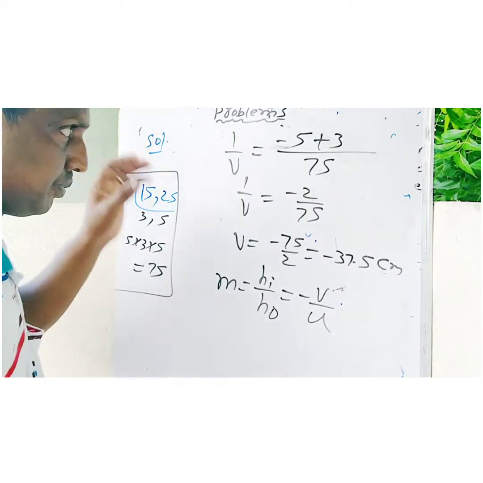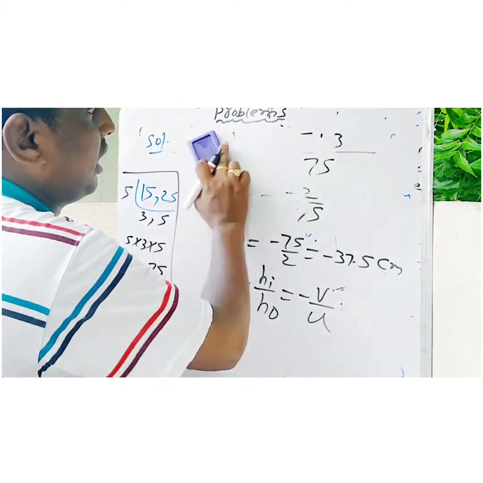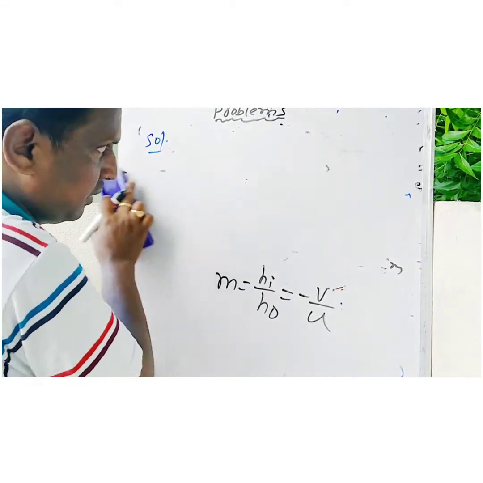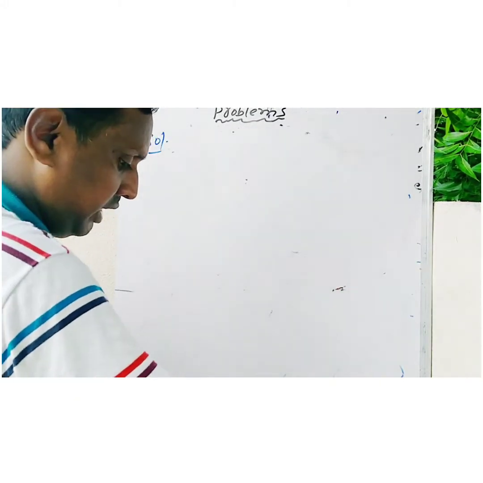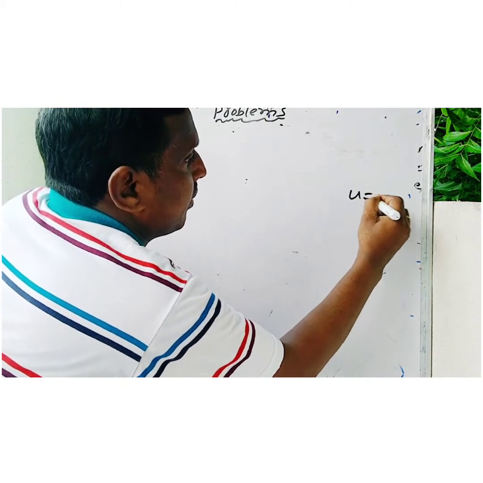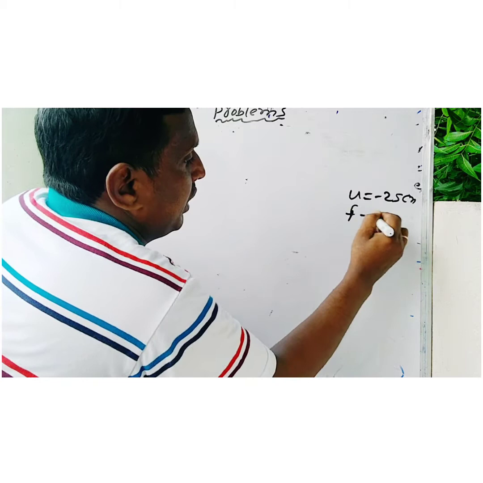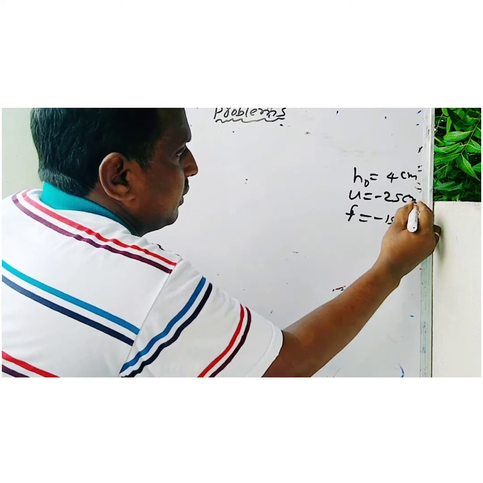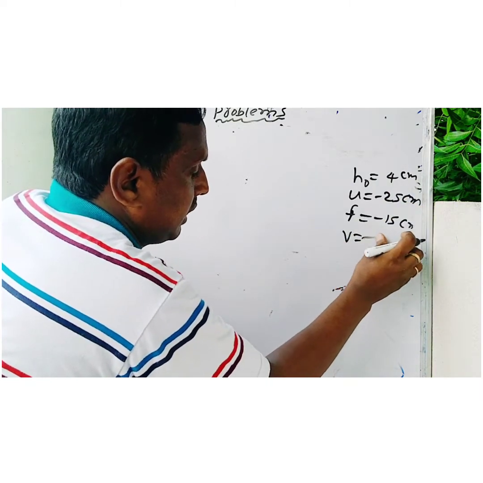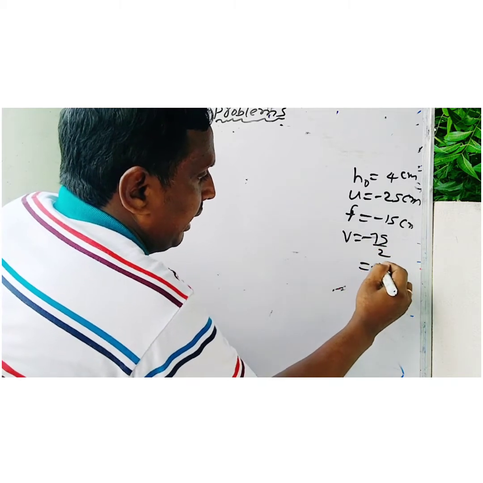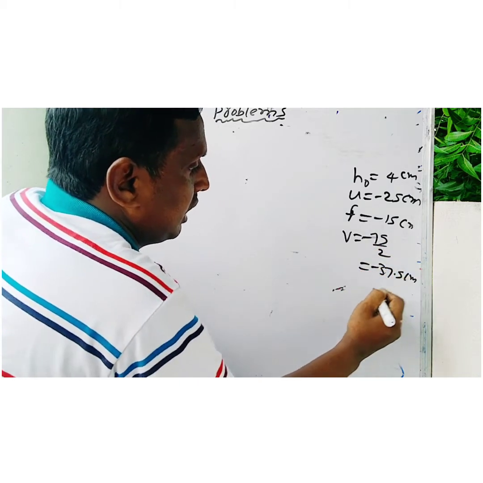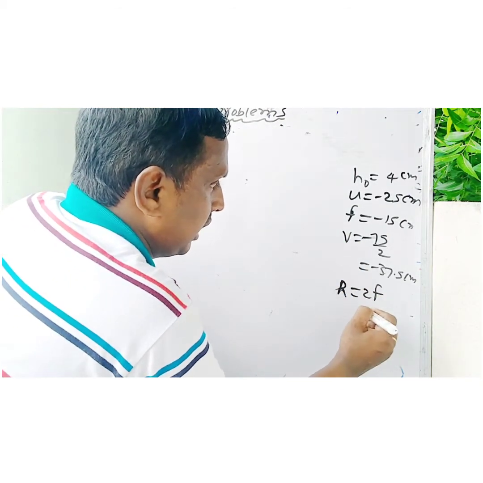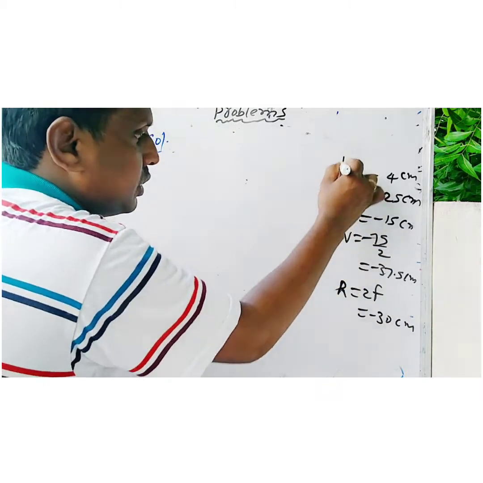So now we want HI. All are given here. U equal to minus 25 centimeters, F equal to minus 50 centimeters, HO equal to 4 centimeters, and now we got V equal to minus 75 by 2, nothing but minus 37.5 centimeters. Now we want HI value. Clear? And R equal to 2F, that is nothing but minus 30 centimeters. Clear? So just remember like this.